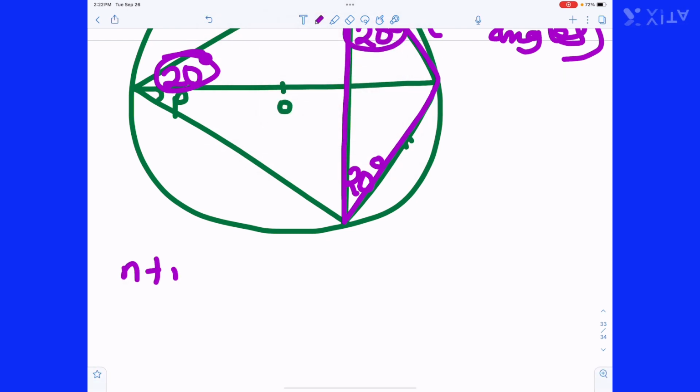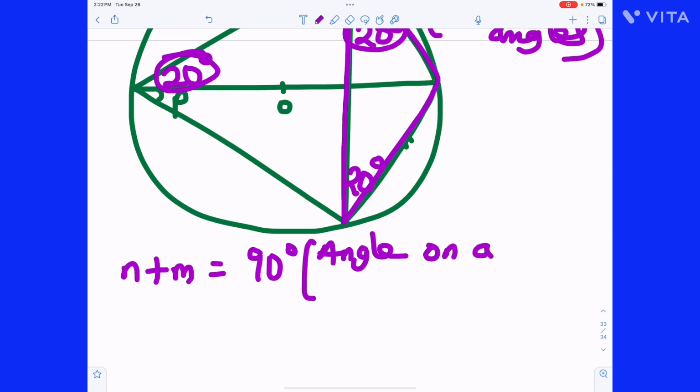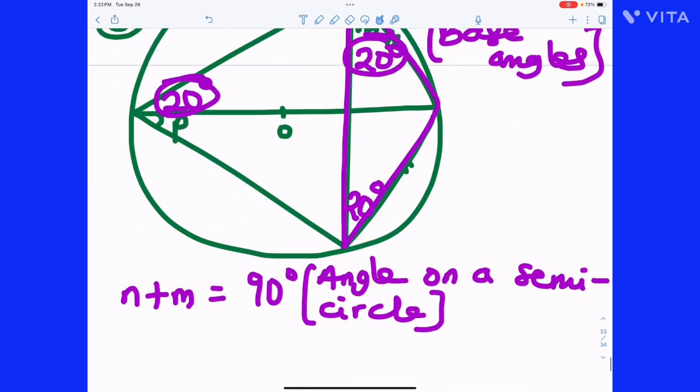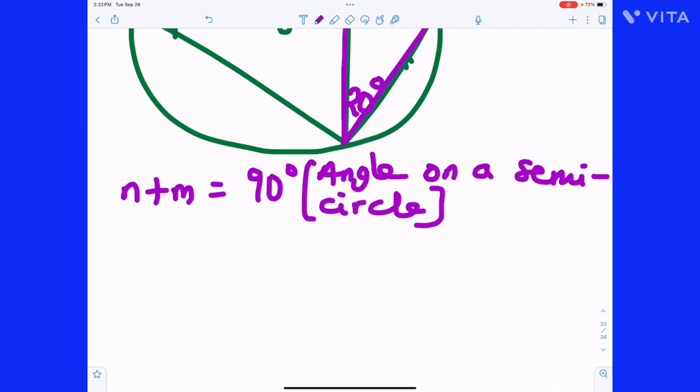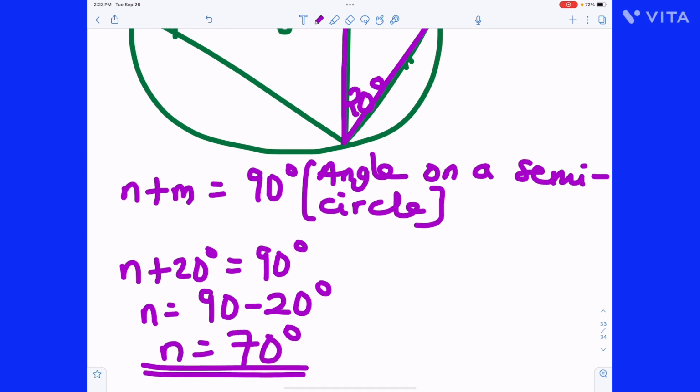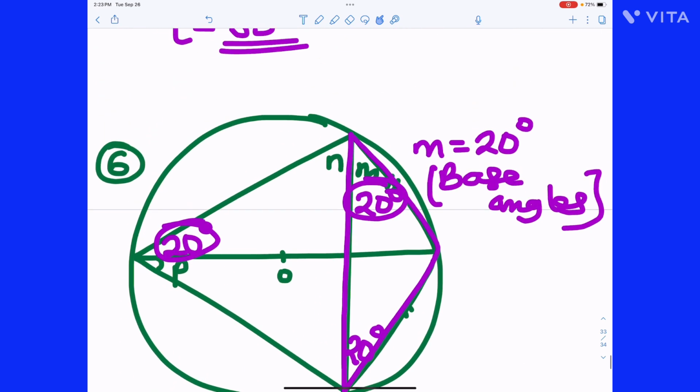N plus m is what? 90. The reason is that it's an angle on a semicircle. We already know the value of m. What's the value of m? 20. So n plus 20 is 90, and n is 90 minus 20. N is 70 degrees. Can you see that?